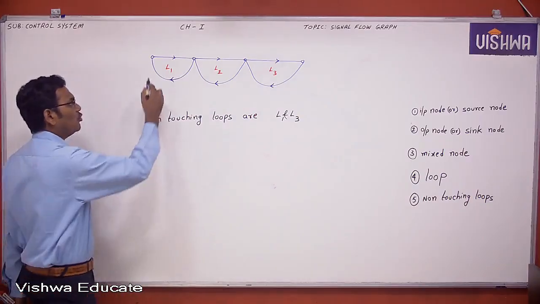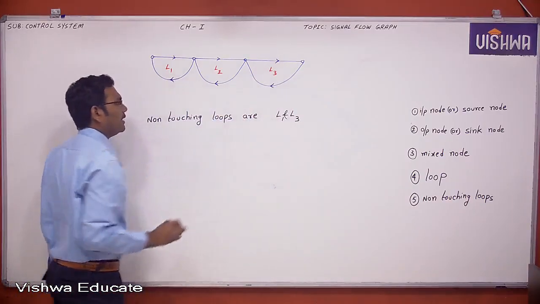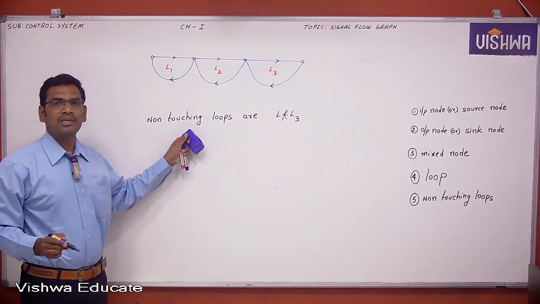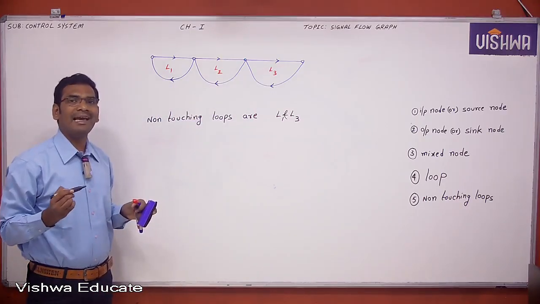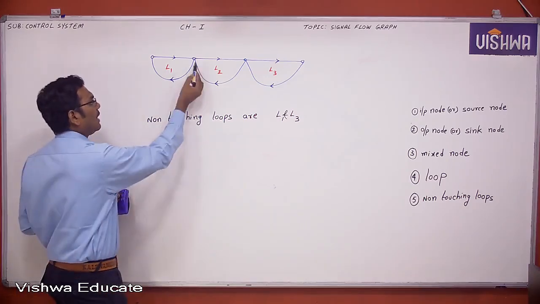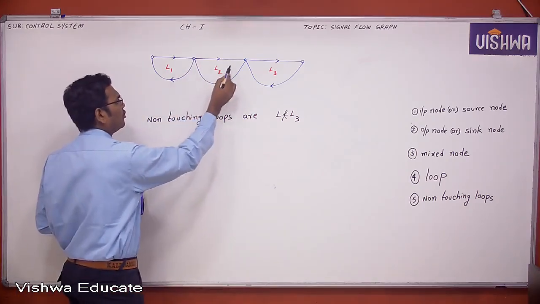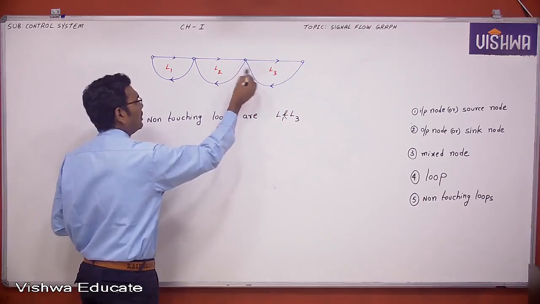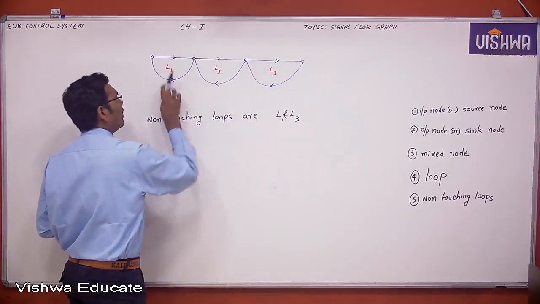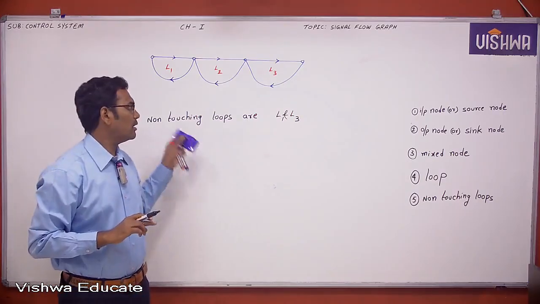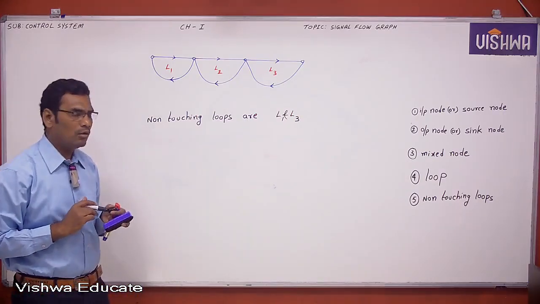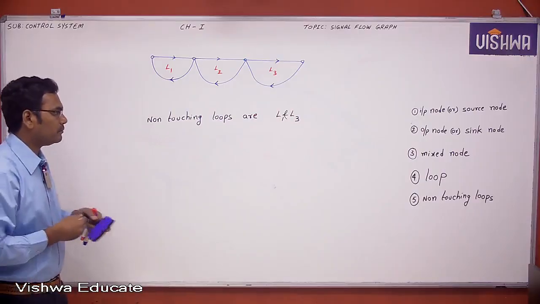This loop L1 and this loop L3 are non-touching loops because these two loops do not have a common node. These two have a common node, therefore they are touching loops. These two also have a common node, therefore touching loops. But L1 and L3 do not have a common node, therefore these are the non-touching loops. Okay, note down.